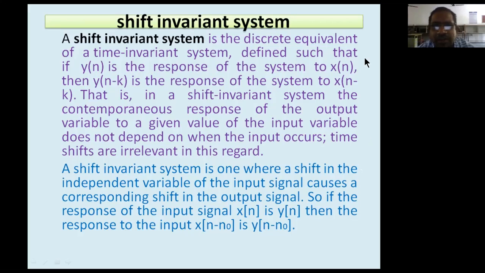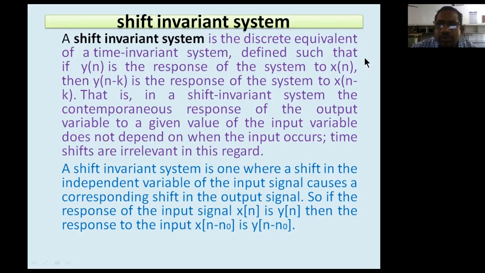A shift invariant system is the discrete equivalent of a time invariant system, defined such that if y of n is the response of a system to x of n, then y of n minus k is going to become the response of the system to x of n minus k. That means in a shift invariant system, the contemporaneous response of the output variable to a given input variable does not depend on when the input occurs.